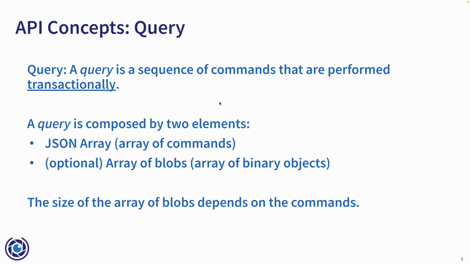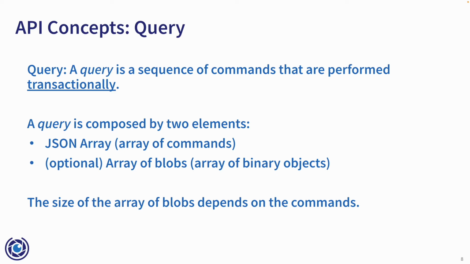One of the core concepts of the API is a query. A query is a sequence of commands that are performed transactionally. A query is essentially composed of two elements: a JSON array, which is an array of commands, and optionally an array of blobs. This array of blobs is usually useful when we want to insert some data into ApertureDB.